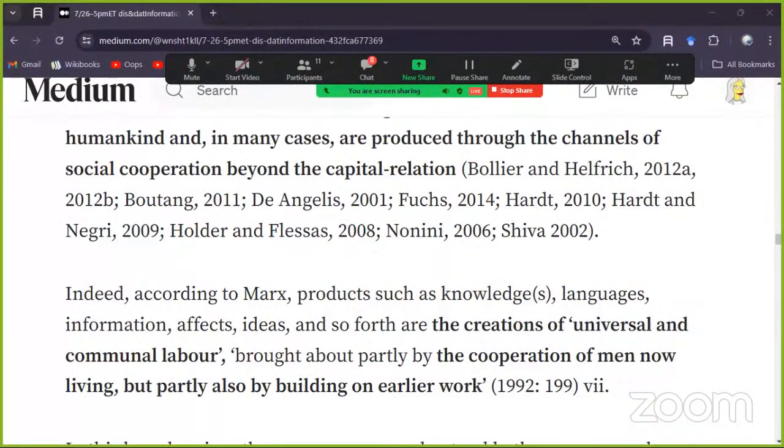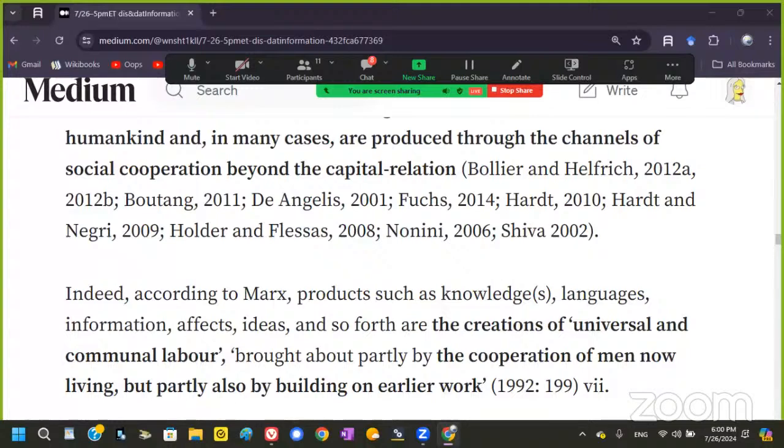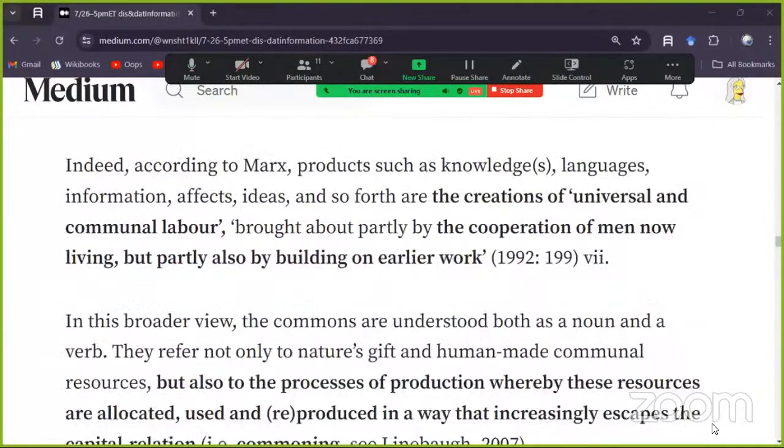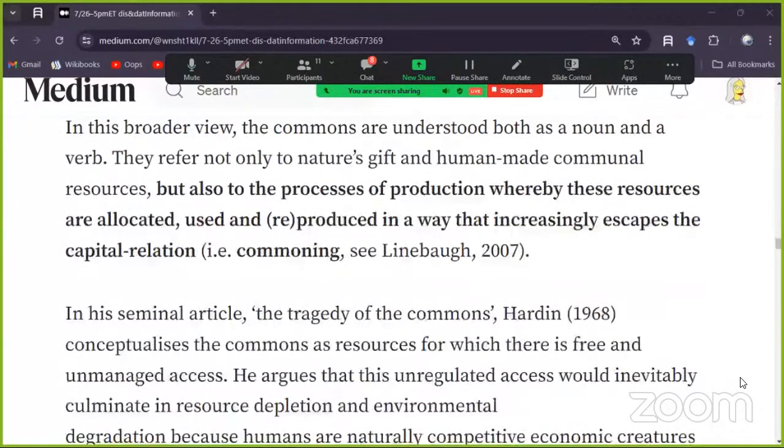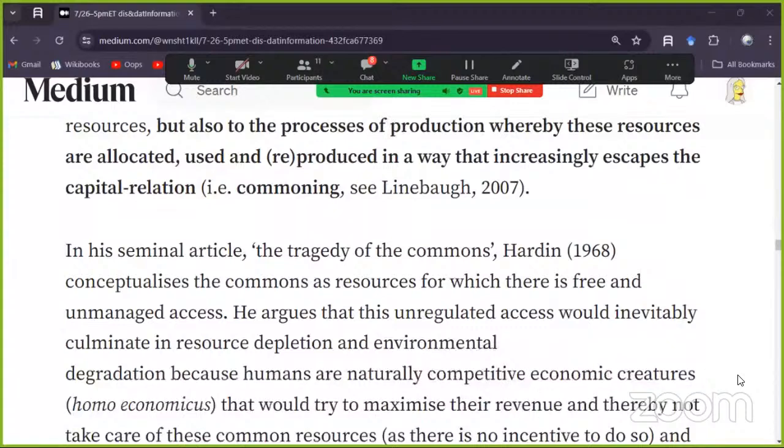Indeed, according to Marx, products such as knowledge, language, information, affects, ideas, and so forth, are the creations of universal and communal labor brought about partly by the cooperation of people now living, but partly also by building on earlier work. In this broader view, the commons are understood both as a noun and as a verb. So there's this kind of commoning. They refer to nature's gift and human-made communal resources, but also to the processes of production whereby these resources are allocated, used, and produced or reproduced in a way that increasingly escapes the capital relationship, i.e. commoning.